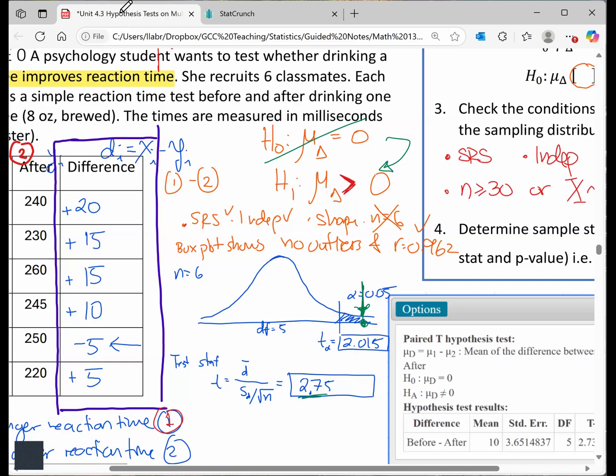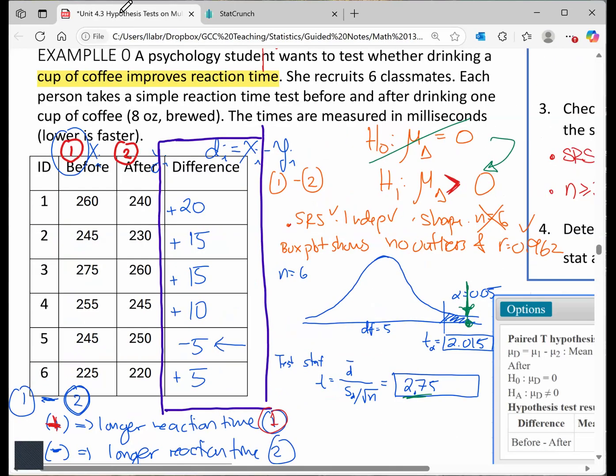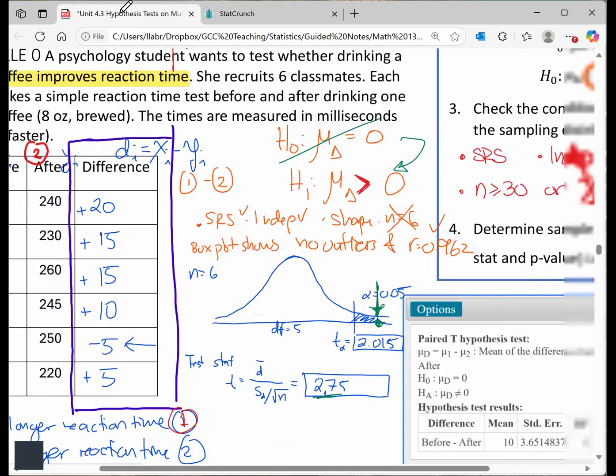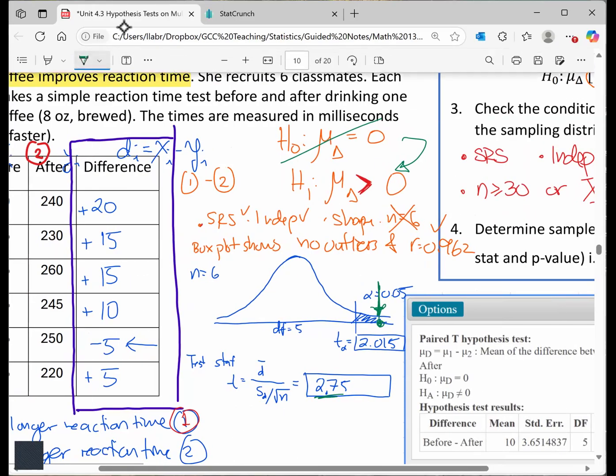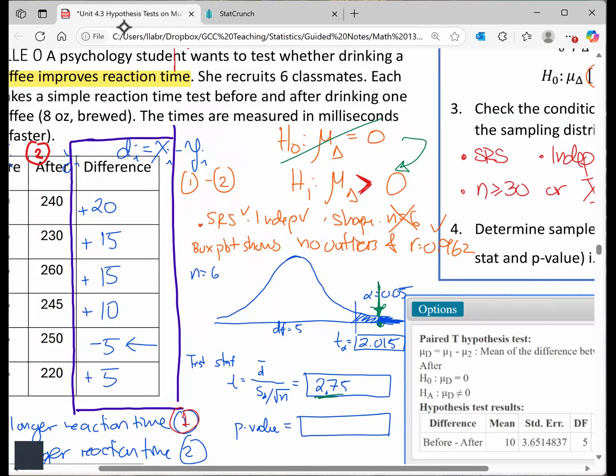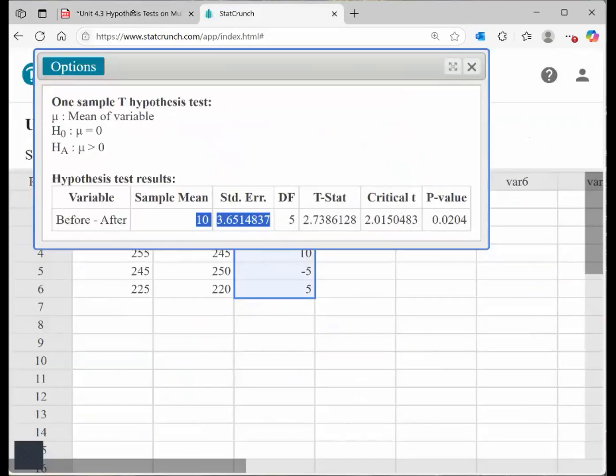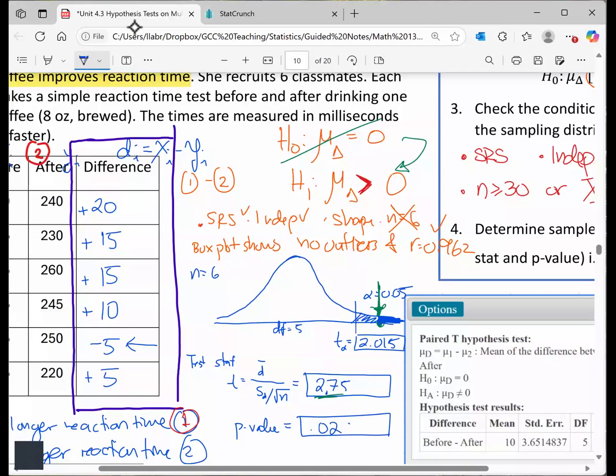So it looks like, yes, we were correct that reaction time does tend to improve after drinking coffee. And we saw that initially in our sample because the differences tended to be positive. And that more or less wraps it up. Let's just wrap up by writing down the p-value, and then I'll make a final note. Remember, the p-value is the probability of getting a more extreme value, from your test statistic outward. And we see that it's 0.02. That's definitely smaller than 0.05.